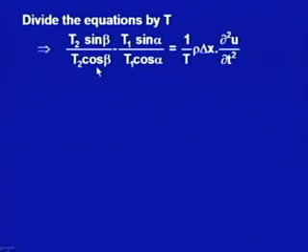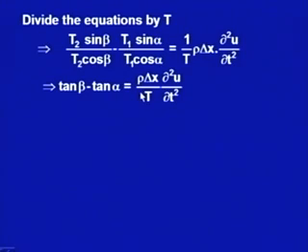Since T1 cos alpha and T2 cos beta are both equal to T, I replace T in the first term by T2 cos beta, and in the second term by T1 cos alpha. This gives me tan beta and tan alpha, and we get tan beta minus tan alpha equals rho del x upon T times del 2 u over del t 2.